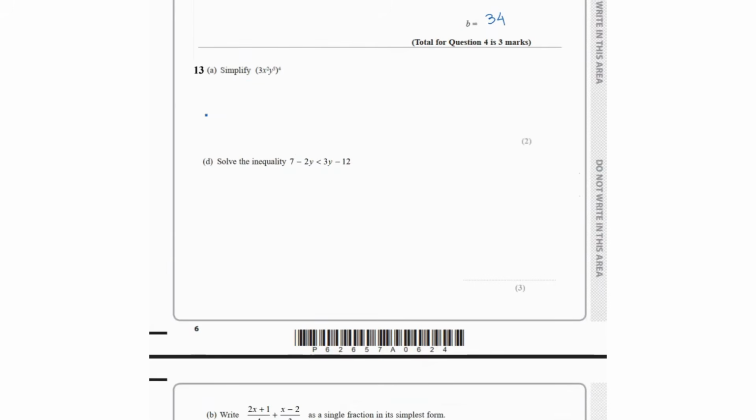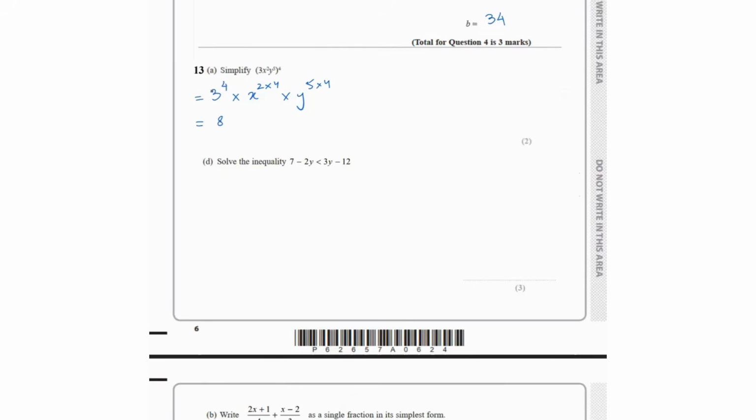Then again, indices can come. This is a different type of question. When there's a power inside the bracket and outside the bracket, we multiply the powers and the power gets distributed on the coefficient as well. So it's going to be 3 to the power 4 times x to the power of 2 times 4 times y to the power of 5 times 4.